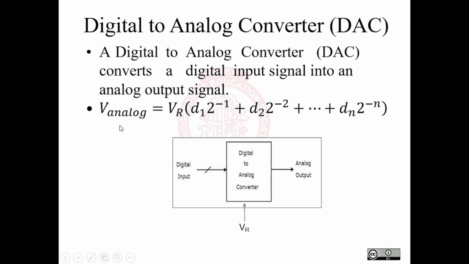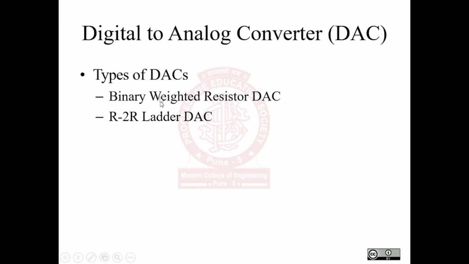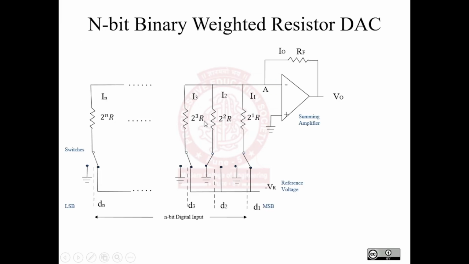Here we have to observe that the analog signal is equal to V reference into D1 2 raised to minus 1 plus D2 2 raised to minus 2 plus so on up to Dn 2 raised to minus n. We will see how these terms come in the next slides. As we had seen, the types of DACs are binary weighted resistor DAC and R-2R ladder DAC.